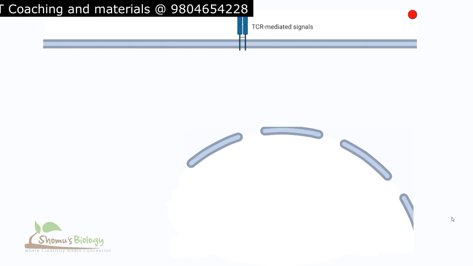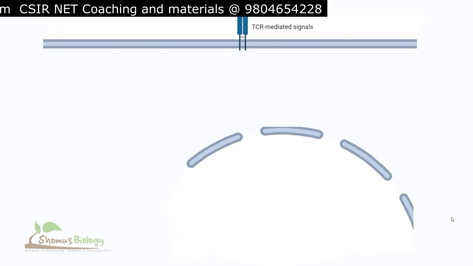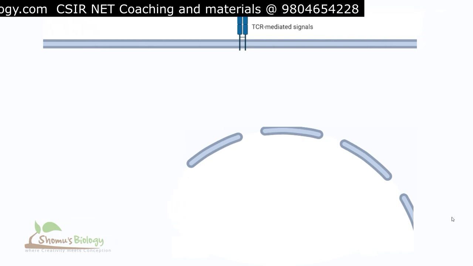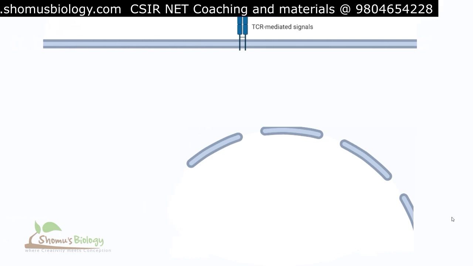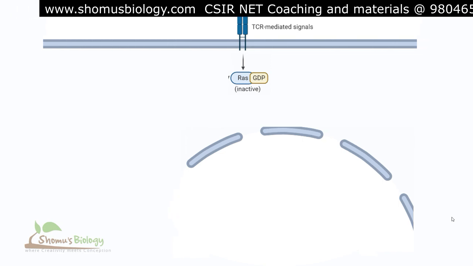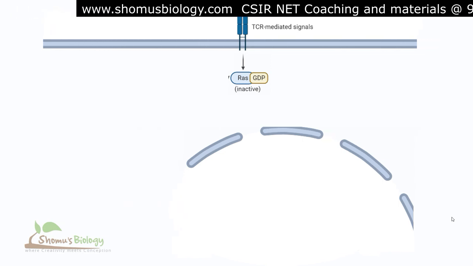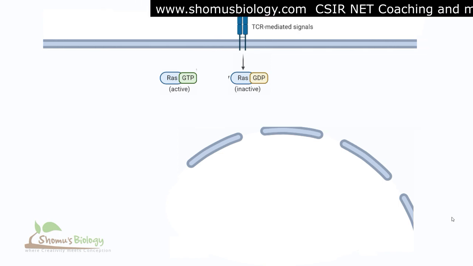Here comes the signaling molecule. The signaling molecule goes and binds to the TCR, that is T cell receptor, and upon the binding of the signaling molecule to the TCR, this starts the signaling process, and this TCR is going to convert the inactive form of Ras, which is associated to GDP, into the active form of Ras associated with GTP.